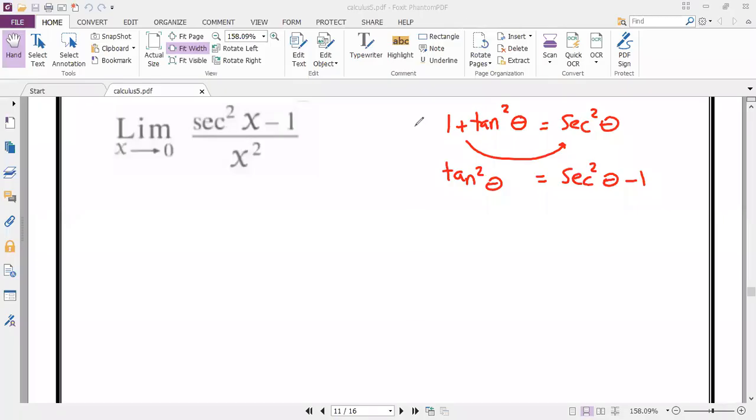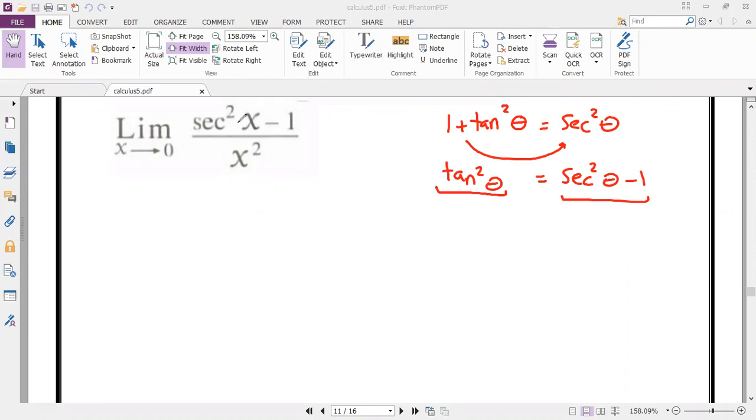We have studied before in trigonometry that 1 plus tan squared theta equals sec squared theta. So if you want to find sec squared theta minus 1, that will be equal to what? Tan to the power of 2 theta. That's what I'm going to do in this example here.